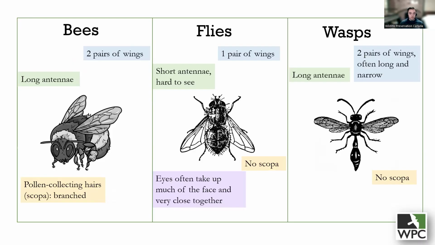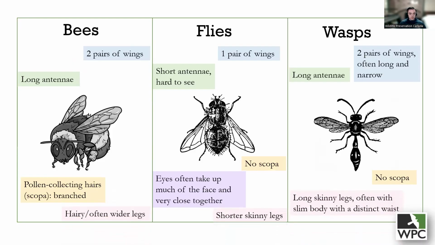So in conjunction with those stubby antennae, you'll be able to tell what is a fly just by looking at the face. Bees and wasps can also have large eyes, but they won't be nearly as large in relation to the rest of their face as we would see with the fly. And of course, we would also see those longer antennae.